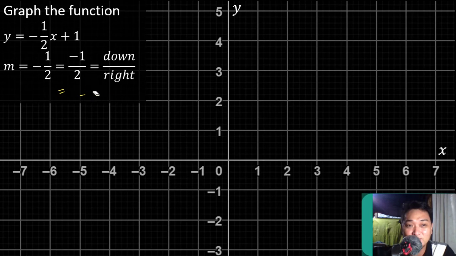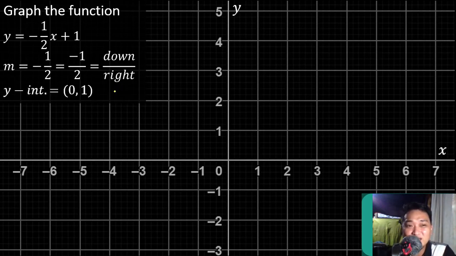Mamaya ipapakita ko to. Ito na lang muna. Negative si numerator, positive si denominator. Ang ibig sabihin niyan is, pag negative, down. Pero since positive si denominator, ang ibig sabihin niyan, right. Sa madaling salita, 1 down, 2 right. Yun po yung ibig sabihin ng slope natin.